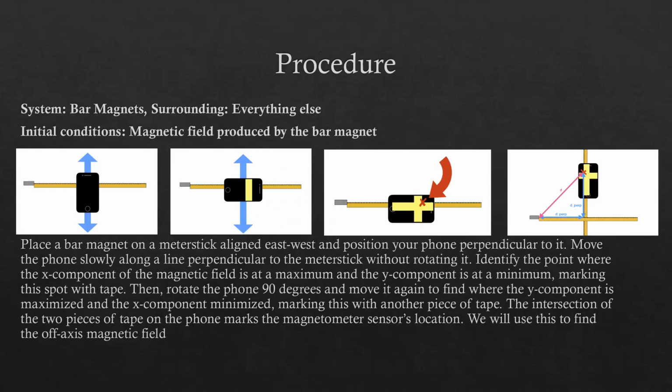So for the procedure, the system includes the bar magnet and the surroundings include everything else. The initial conditions state the magnetic field produced by the bar magnet. We're going to be placing a bar magnet on a meter stick aligned east-west and position our phone perpendicular. Then we move the phone slowly along a line perpendicular to the meter stick without rotating it, and identify the point where the x component of the magnetic field is at a maximum and the y component is at a minimum. Then we do the same, but we rotate the phone 90 degrees and find the point where y is maximum and x is minimum. The intersection of these two tape placements is where the magnetometer of the phone is located. We will use this to find the off-axis magnetic field.